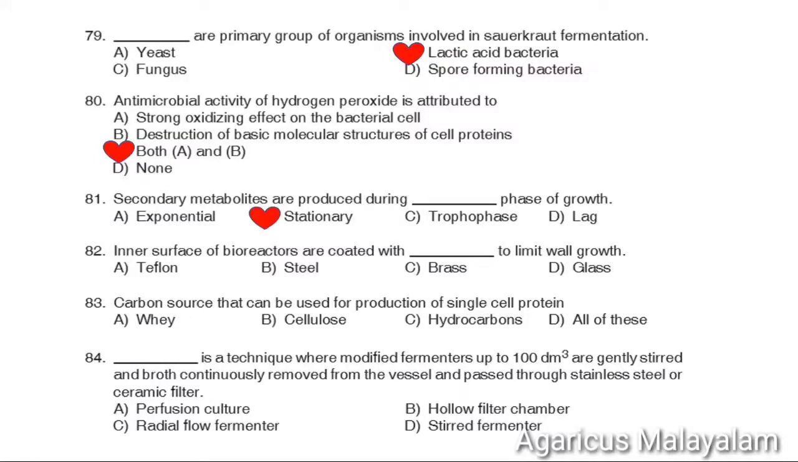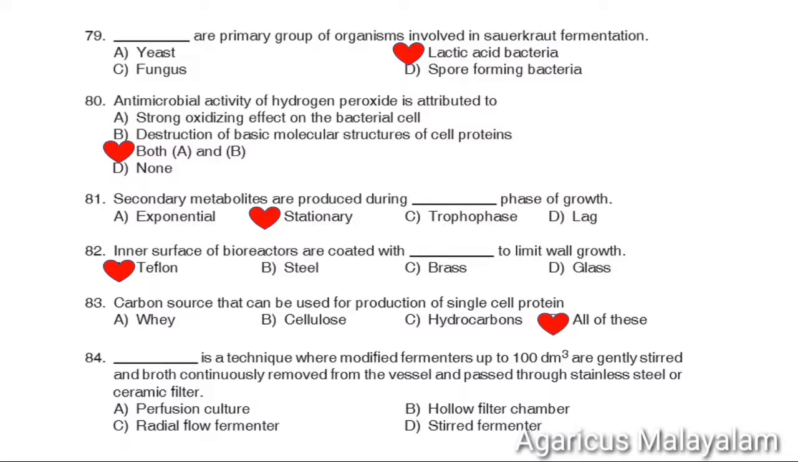82. Inner surface of bioreactors are coated with dash to limit wall growth. Correct answer is option A, Teflon. 83. Carbon source that can be used for production of single cell protein. Correct answer is option D.